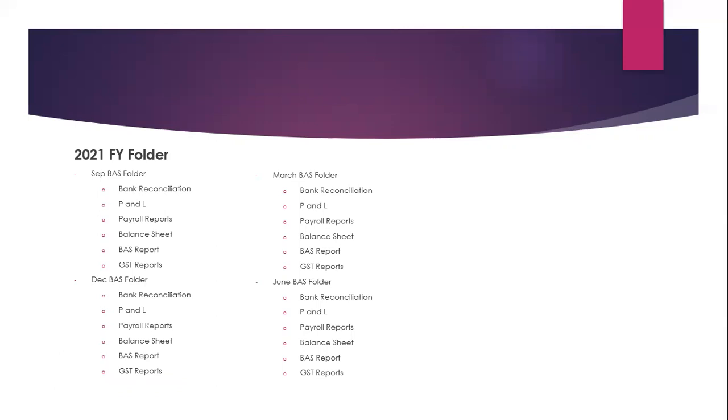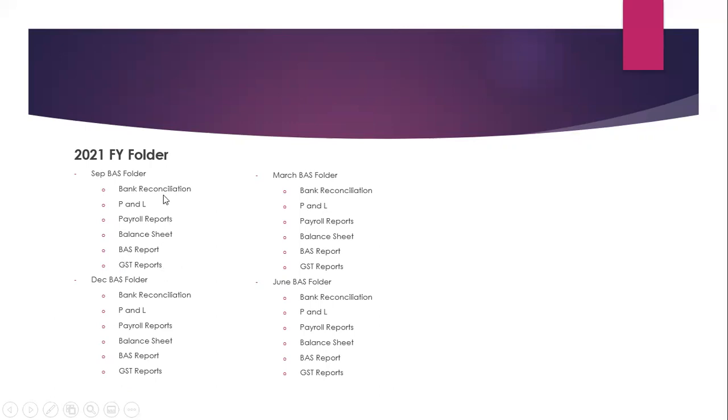In that client folder, apart from the admin folder, this is what else we have. So we've got a financial year folder. You've got 2021, or you've got 2022, or you can go back if you've got more years, 2019, 2020, etc. But they have the same things in there. So you've got your September BAS folder, which has your bank rec, your P&L, your payroll reports, your balance sheet, your BAS reports, your GST reports.